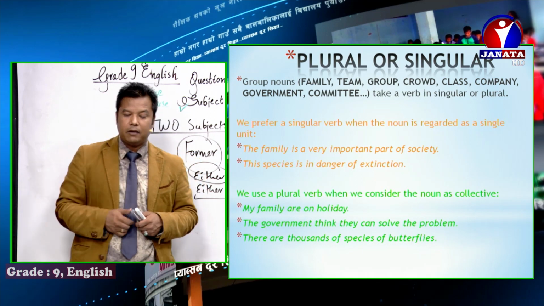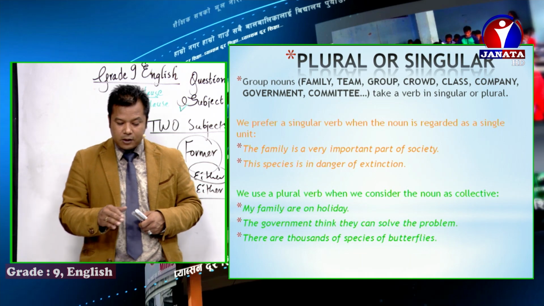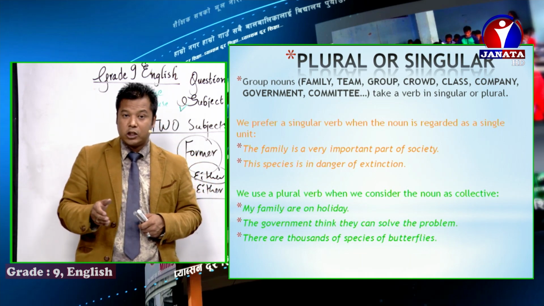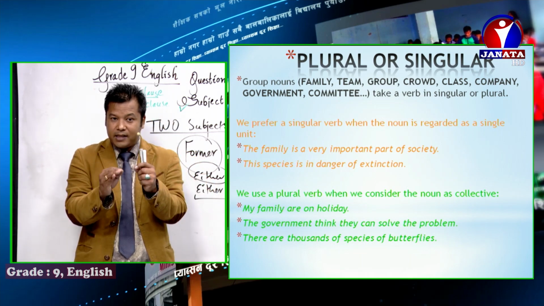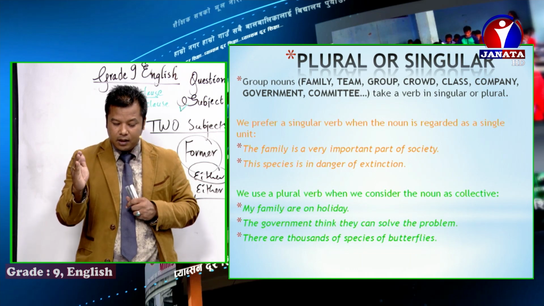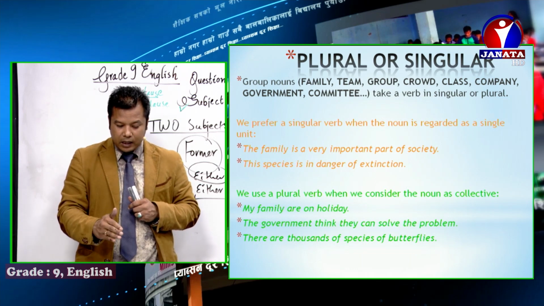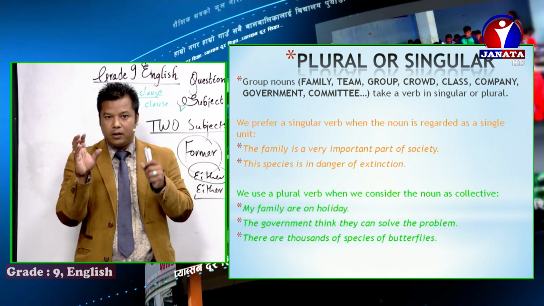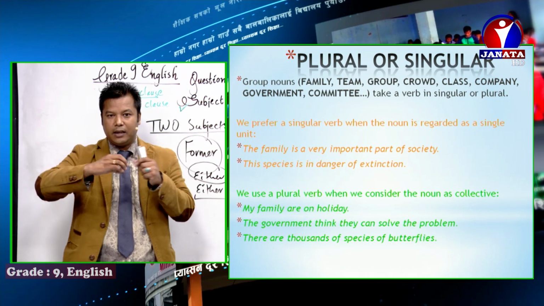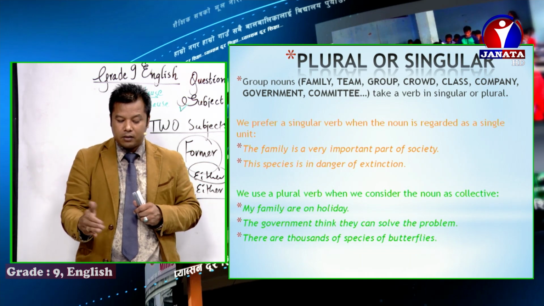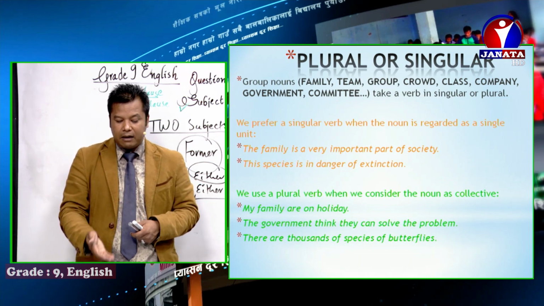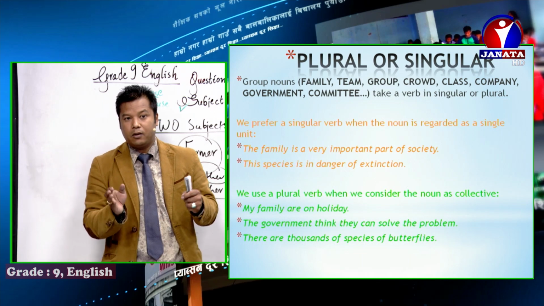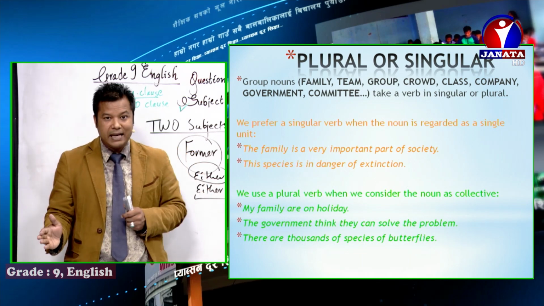If we take the example of species, see there, the species is in danger of extinction. One whole species, singular concept. Government: the government think they can solve the problem. They. So you're talking about individuals, so it becomes plural. The government think they can. There are thousands of species of butterflies. Now you're not talking about just one, but many.